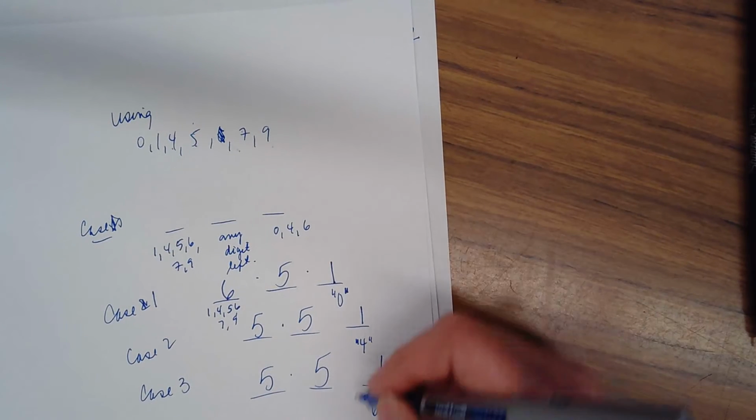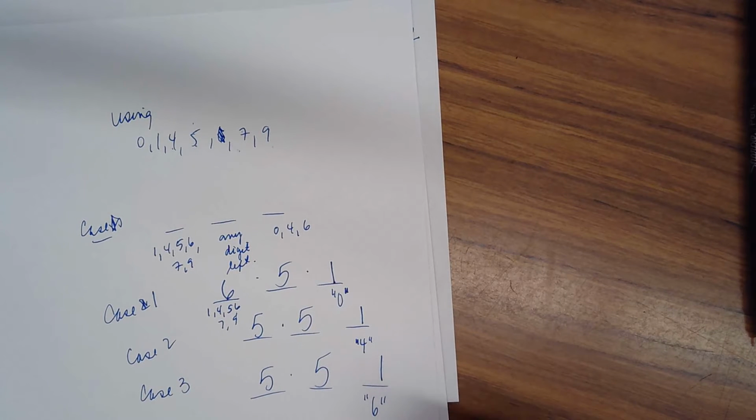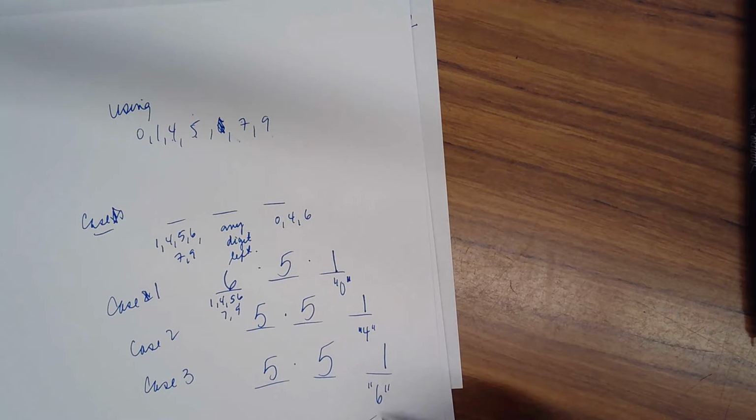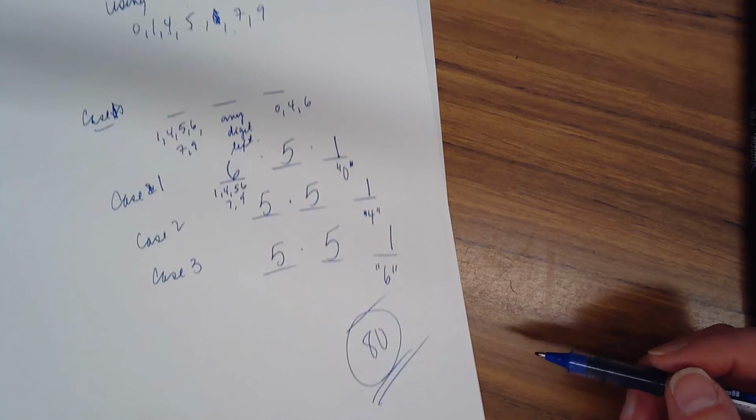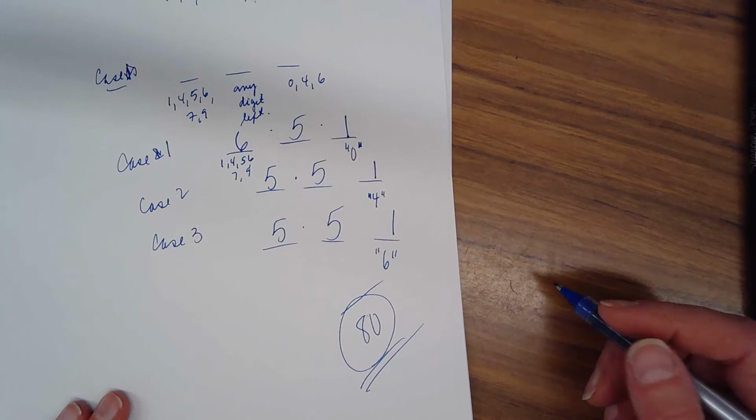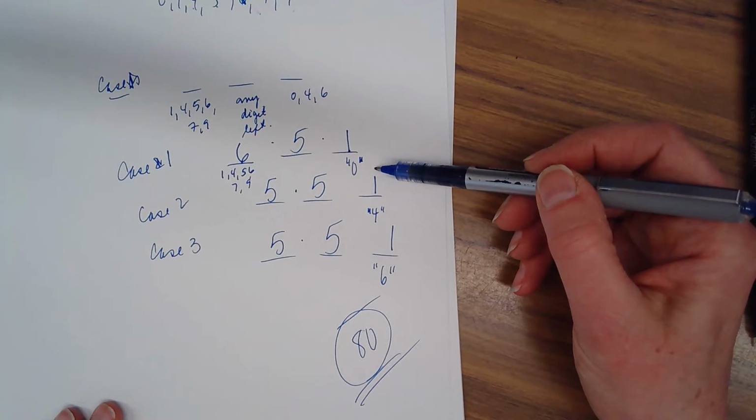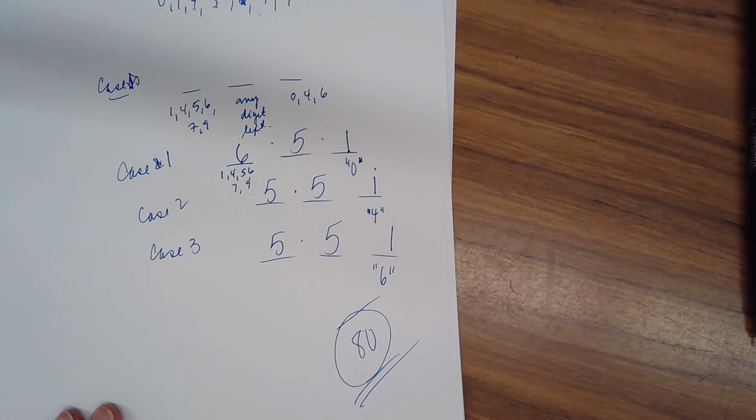Yeah, you could do it. You still got 80, right? Yeah, you can do it other ways. There's always more than one way to do a question, right? I break this one down so it's just maybe easier to see.